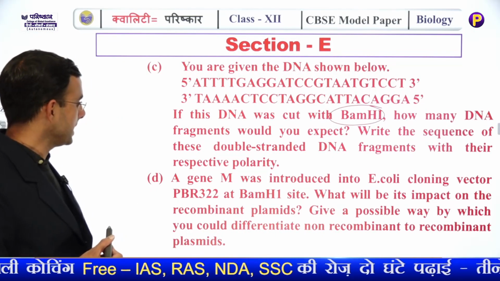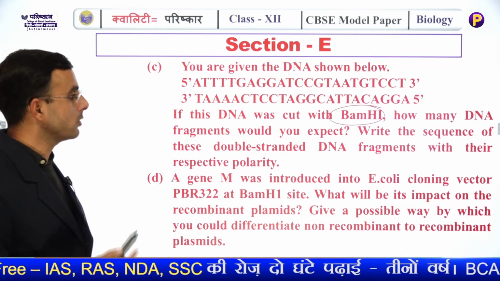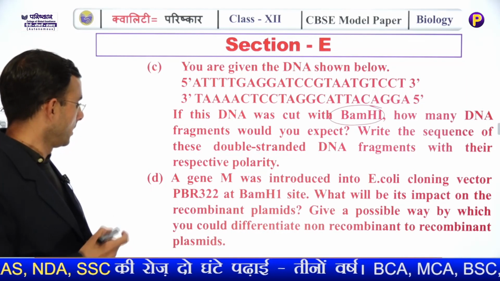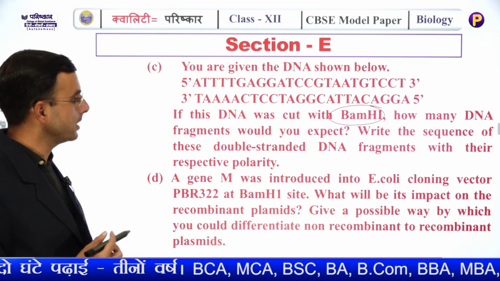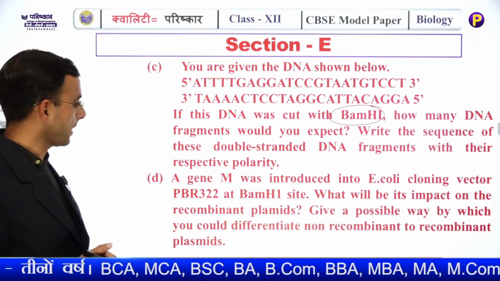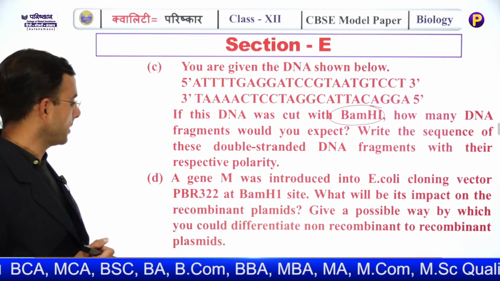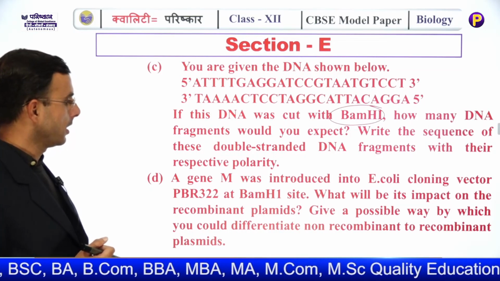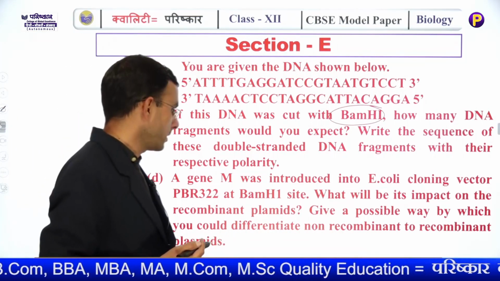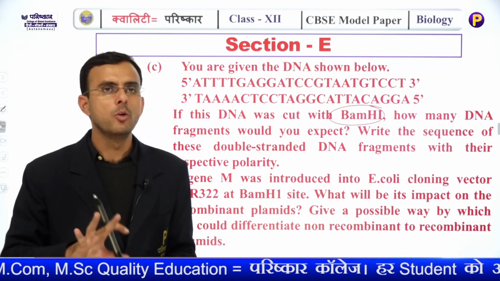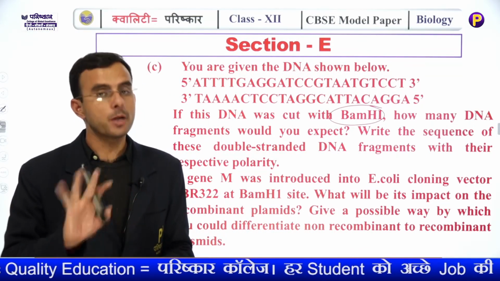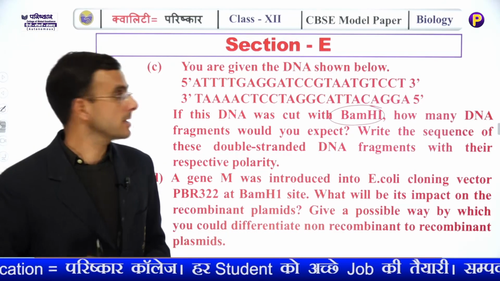The last one is: a gene M was introduced in an E. coli cloning vector, at the BamHI site. What will be the impact on the recombinant plasmid? Give a possible way by which you could differentiate non-recombinant from recombinant plasmid. So that is very much important. That is the only way, through the antibiotic resistance gene. You have to change the antibiotic one.